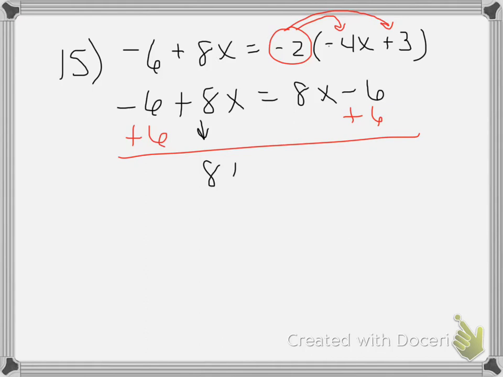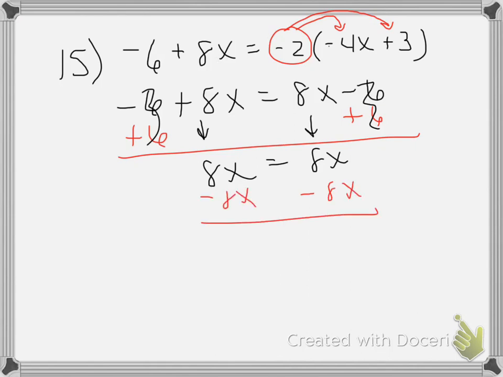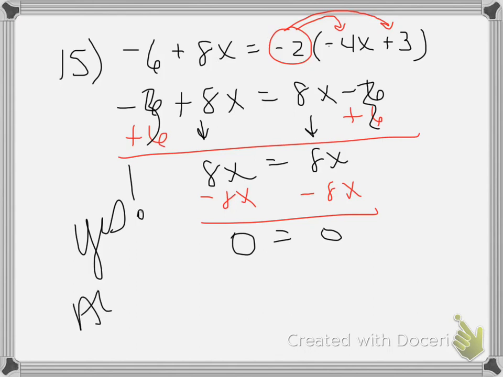Bring down my 8x. That becomes a 0 pair, and that becomes a 0 pair. So then I can subtract 8x to both sides to get my x's together, and I end up getting a 0 equals 0 with no variable. And you got to make sense of it, does 0 equal 0? Well, yes, 0 does equal 0. And because of that, this answer is all real numbers.